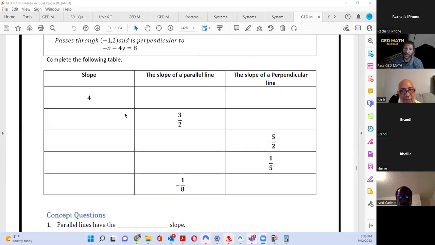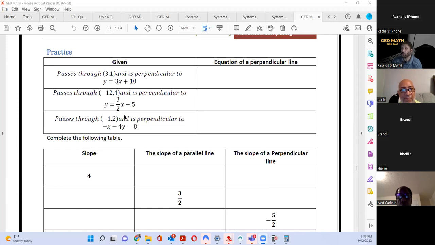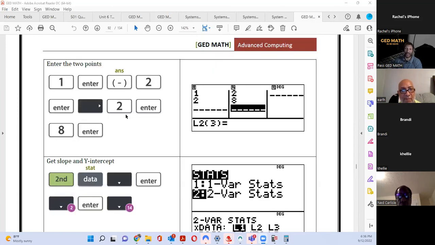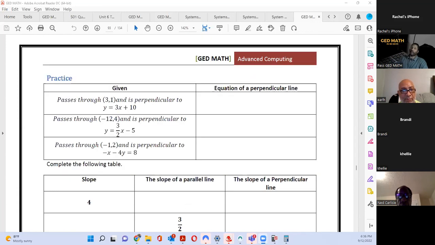Now, all these, if you have the ebook, you can do it on your calculator. So I show you an easy way to do it on your calculator. So let's try this by hand. Passes through 3, 1, and it's perpendicular to 3x plus 10. So the key word is perpendicular. We have a point which gives us the x and the y, and they give us an equation. Always identify your givens.